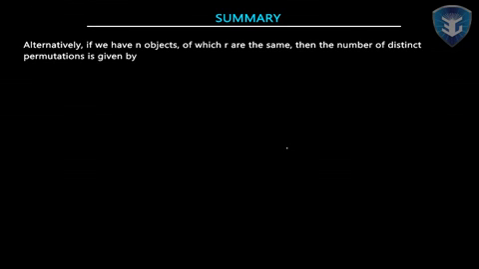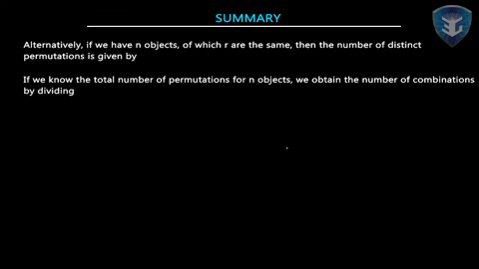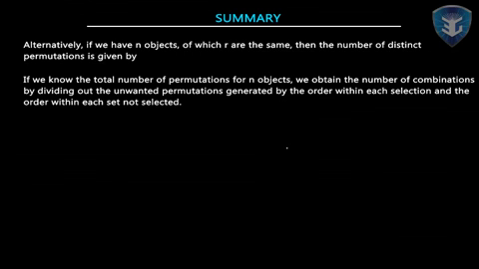Alternatively, if we have n objects of which r are the same, then the number of distinct permutations is given by n factorial divided by r factorial. If we know the total number of permutations for n objects, we obtain the number of combinations by dividing out the unwanted permutations generated by the order within each selection and the order within each set not selected. The number of permutations is denoted by P(n, r).